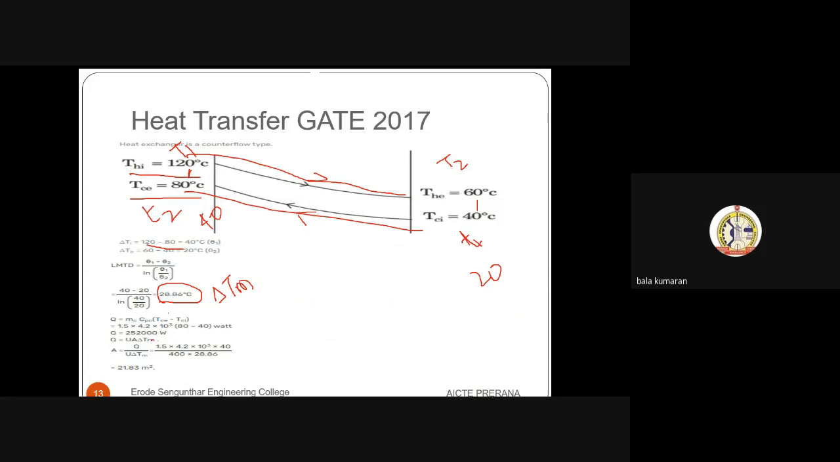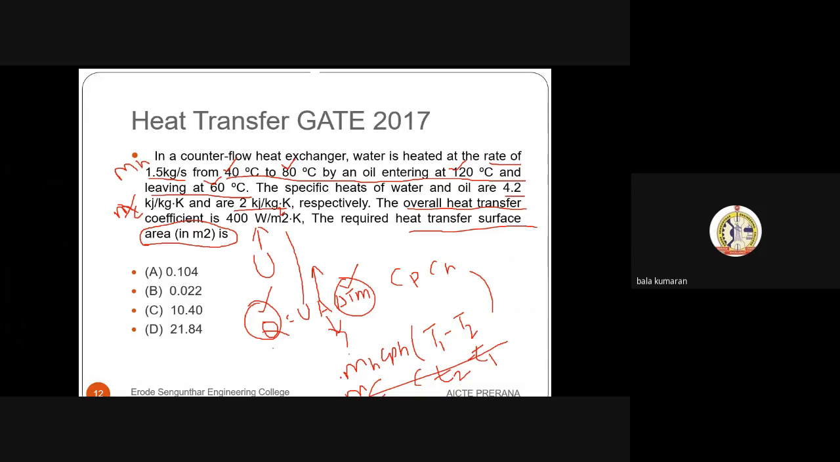Taking the del Tm and applying it here, we should know the Q value. To know the Q value, we have MC CPC, TCE minus TCI. That is nothing but the same formula. Sorry, we don't use this formula because here they gave us water. Water is nothing but MC. MH is not there, sorry. Okay, MC.